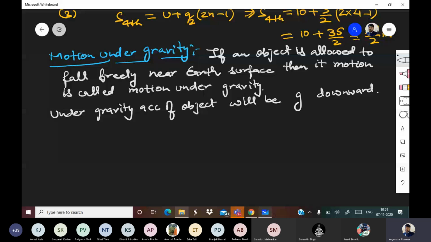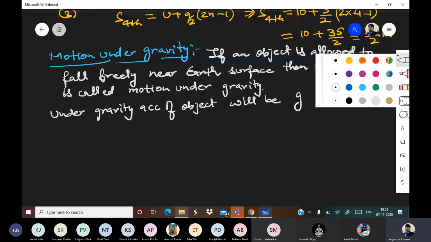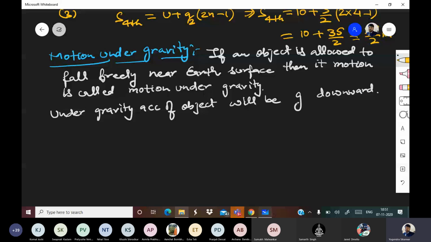Okay. So whether object is thrown upward or object is thrown downward or object is allowed to fall freely, in any of these three cases, acceleration of object will only be g downward. Be very clear about this. G will always be acting downward, right?